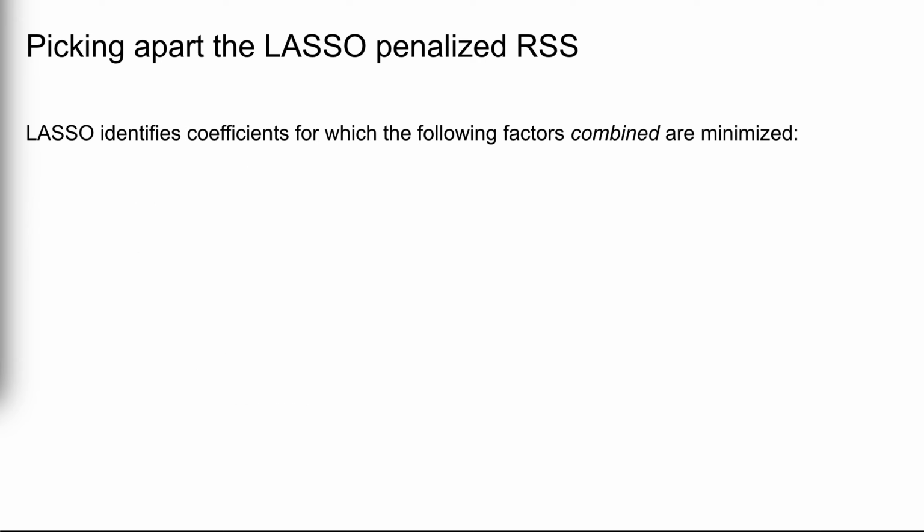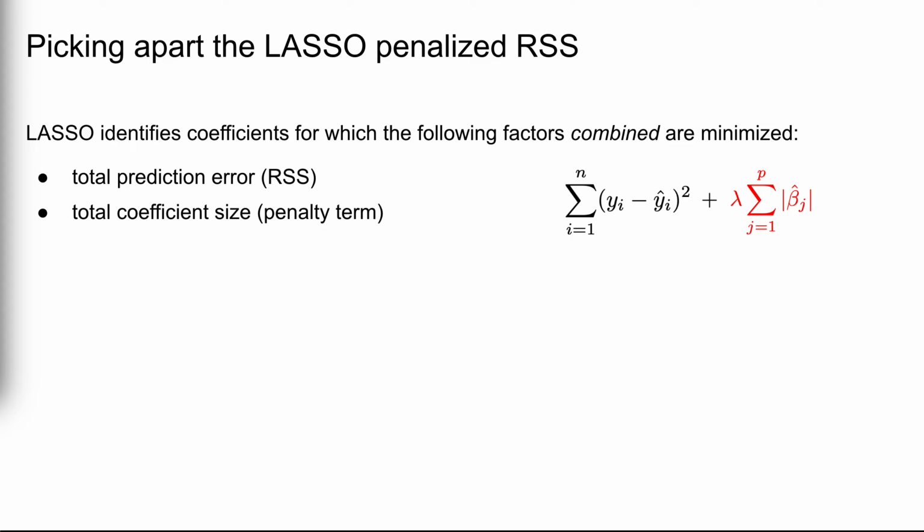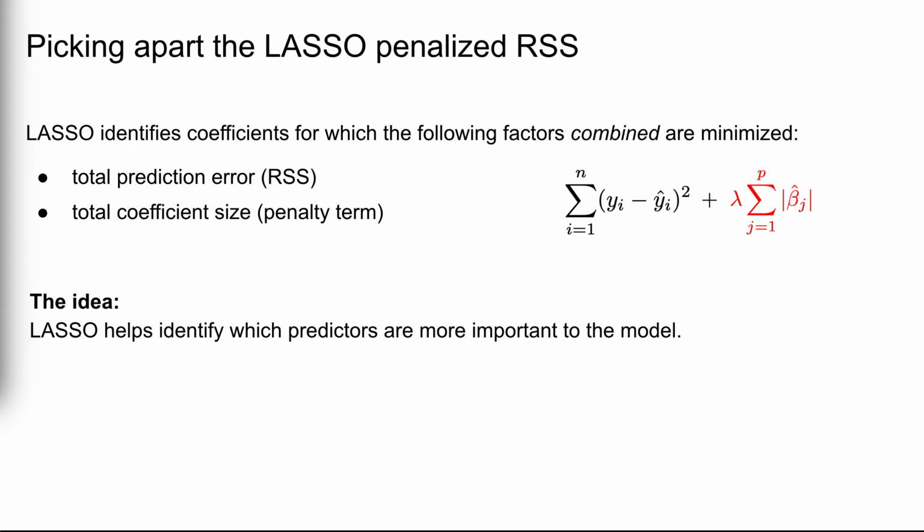Putting this all together, the LASSO algorithm identifies coefficients for which the following factors combined are minimized: the model's total prediction error and the model's total coefficient size. Now, if you're like me when I learned the LASSO, you're probably thinking, it makes intuitive sense that we want small prediction errors. But why do we care about coefficients? Thus, what's the point of this penalty term? The idea is this. The penalized RSS allows the LASSO algorithm to identify which predictors are more important to the model.